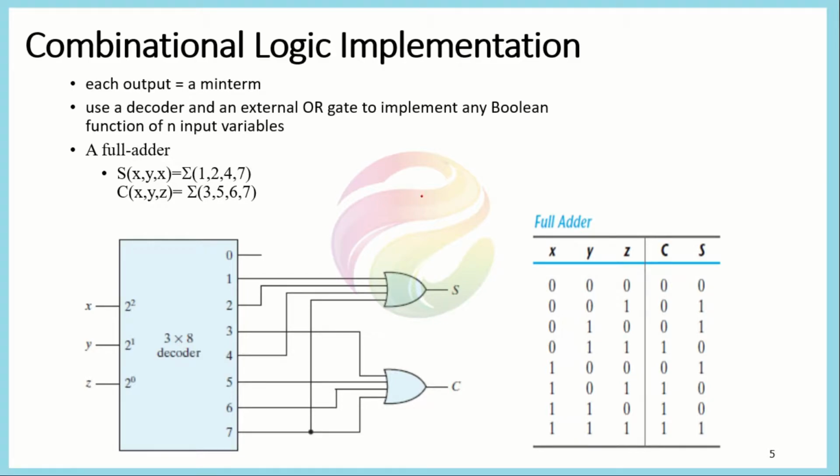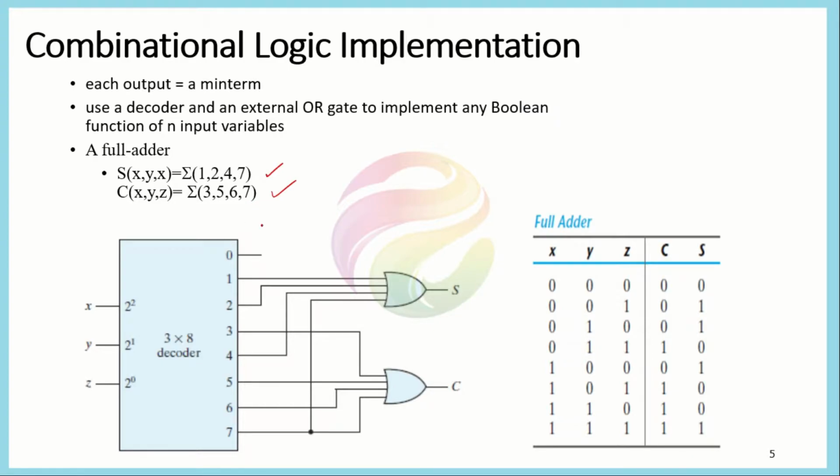We will discuss the case of a simple full adder, because we have discussed this a lot. The sum and carry are represented in the form of combinations of minterms. The sum is represented in the form of minterms 1, 2, 4, and 7, sum of product 1, 2, 4, 7, while the carry is represented in sum of product form of minterms 3, 5, 6, 7.